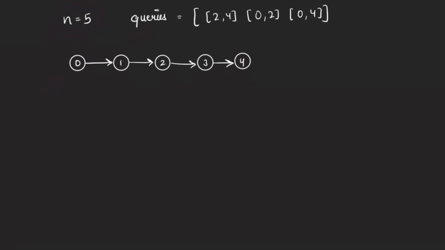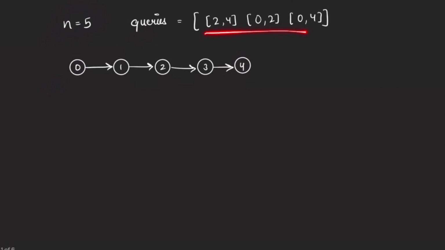Now what we need to do is process each of these queries. If we take the first query, it is 2, 4. This means that a new road is added from node 2 to node 4, that is from here till here. After adding this edge into this graph, you need to identify the shortest path between node 0 and the last node, which is node 4, n minus 1.